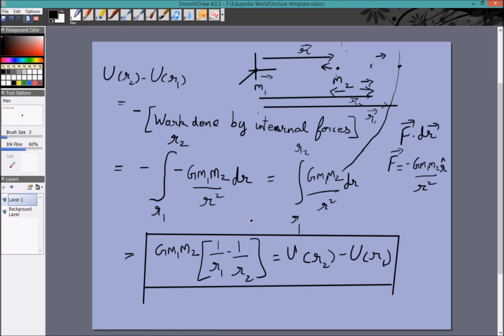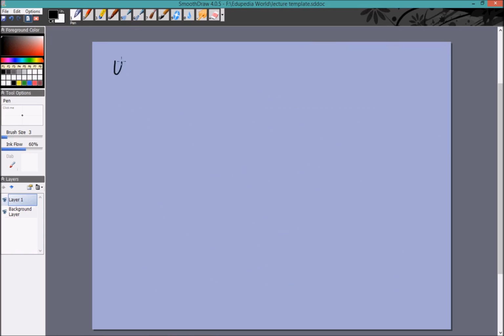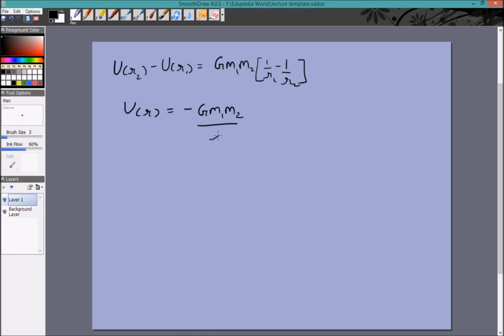Right, so let's look at this formula in a little bit more detail. U of r2 minus u of r1 is equal to g m1 m2 times 1 by r1 minus 1 by r2. Right, now this formula can be seen as, if we write u of r is equal to minus g m1 m2 by r, then we see we've done a little mathematical trick, and we see that if I put r is equal to r2 and then r is equal to r1, this would give me this result.